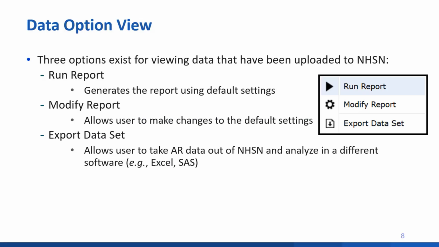With any report, we have the ability to run, modify, or export the report. These report options exist for all NHSN analysis reports. If you click Run Report, this generates the HTML report using the default predefined settings. If you click Modify Report, that allows you to make changes to the default settings, such as filtering to a specific time period, like a quarter, or filtering to a specific location, like the ED. If you click Export Dataset, this allows you to take your AR data out of NHSN and analyze in a different software, such as Excel or SAS.